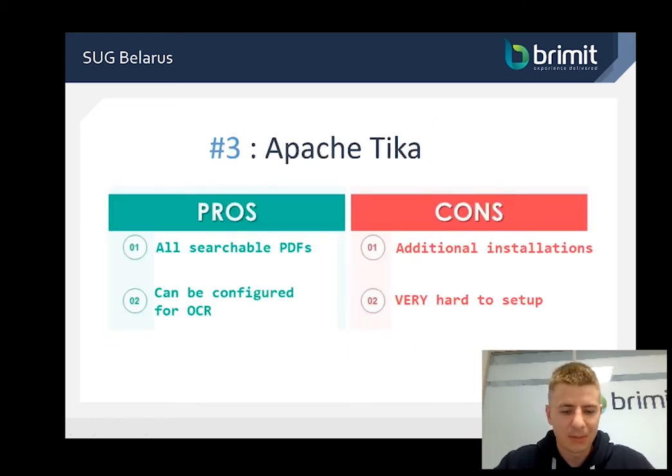Also, if we talk about the advantages and disadvantages of Apache Tika, first of all, Apache Tika processes all searchable PDFs very well, and it can also be configured for optical character recognition, but not out of the box. You need to do a lot of additional work to apply it, especially with Sitecore. And disadvantages, of course, you need a lot of additional installations, and sometimes you don't have the ability to do it on your production servers. And the second disadvantage is that it's really very hard to set up.